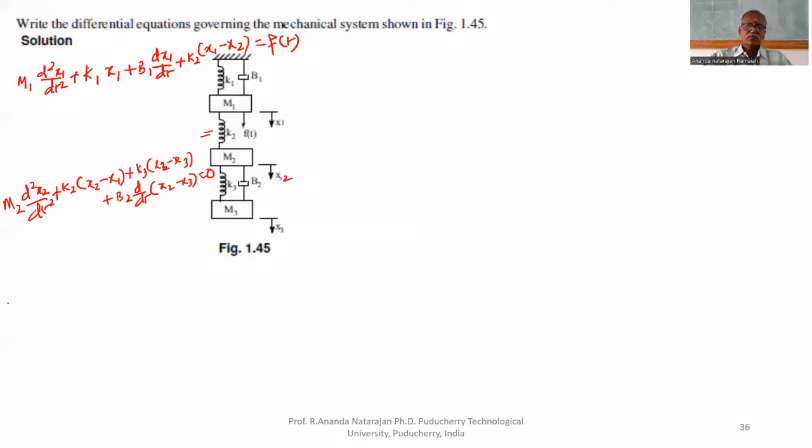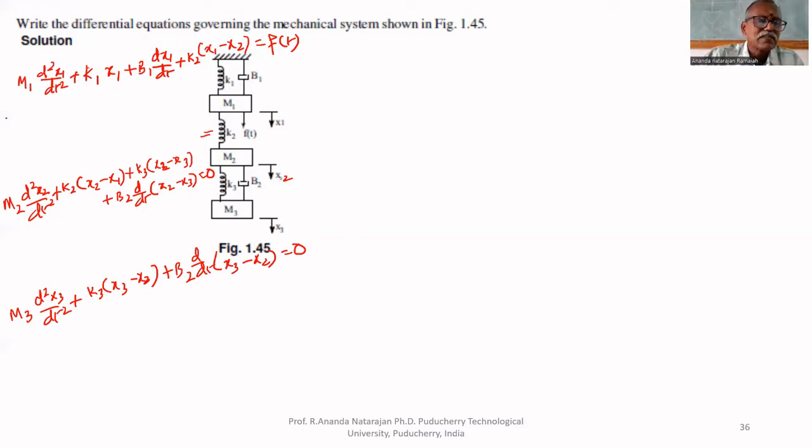No applied force. For the third mass, M3 d square x3 by dt square plus K3 (x3 minus x2) plus B2 d by dt of (x3 minus x2) equal to 0. No applied force. These are the three mechanical equations.